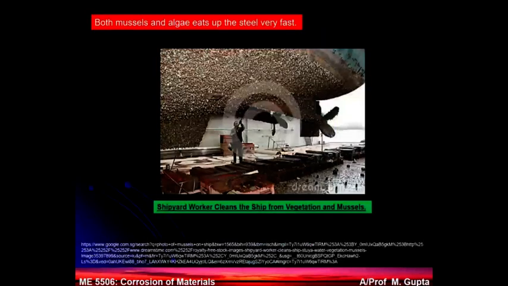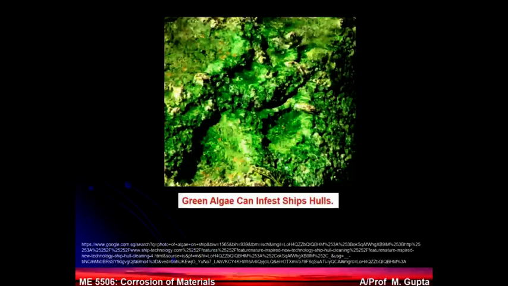So here's the picture: barnacles, then mussels and algae. See how much they have attached themselves to the hull, and you can use high pressure water to remove them. There must be some other ways. This is how much algae you can get in the hull portion. So whenever the ship is docked and maintained, all this from the bottom part of the hull is removed. And that makes the ship movement more streamlined.